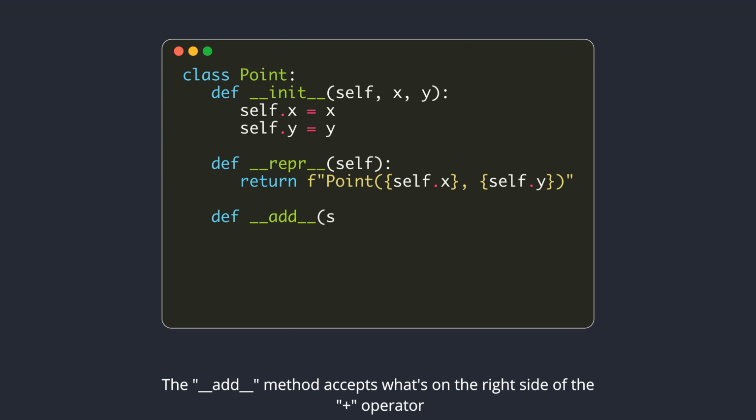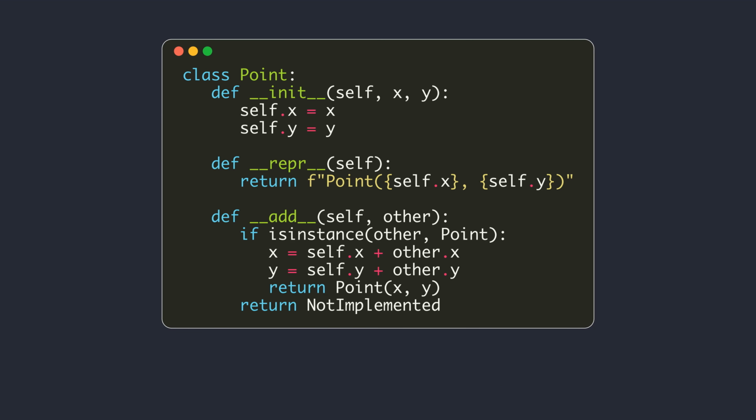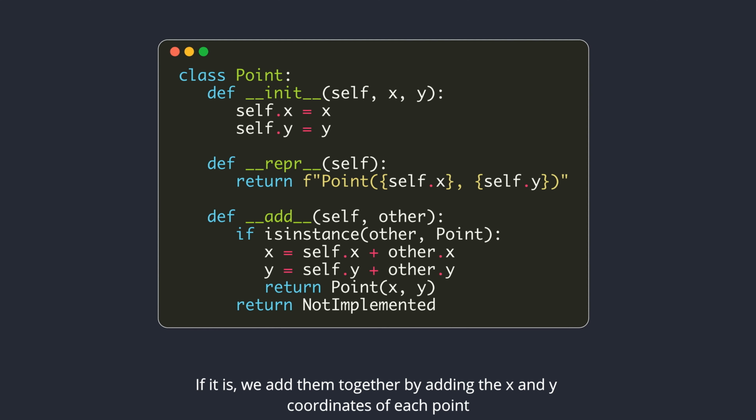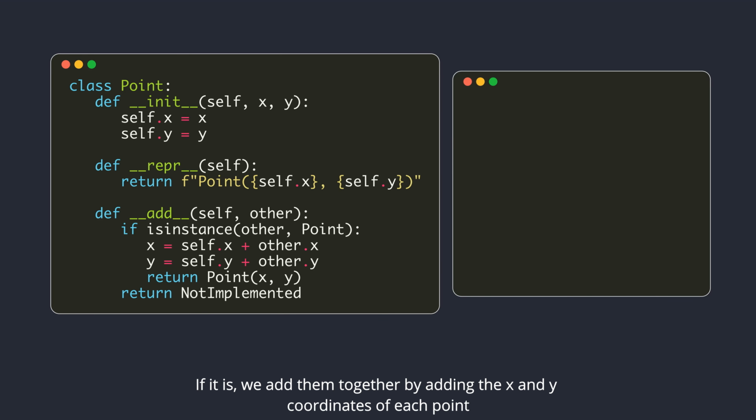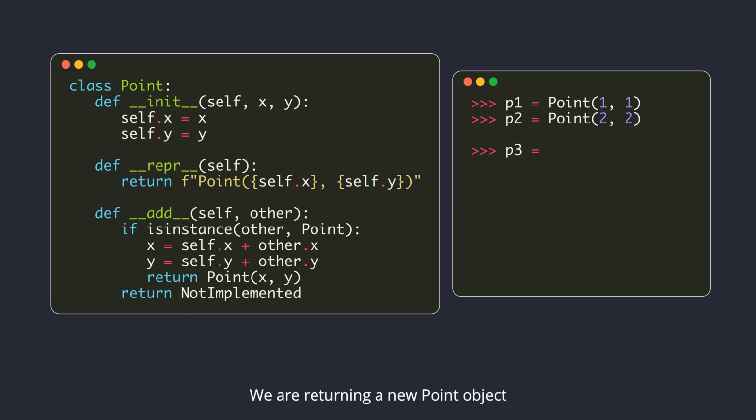The dunder-add method accepts what's on the right side of the plus operator. We first check whether that is an instance of the point class itself. If it is, we add them together by adding the x and y coordinates of each point. An important thing to note here is that we are not modifying the existing point object. We are returning a new point object.